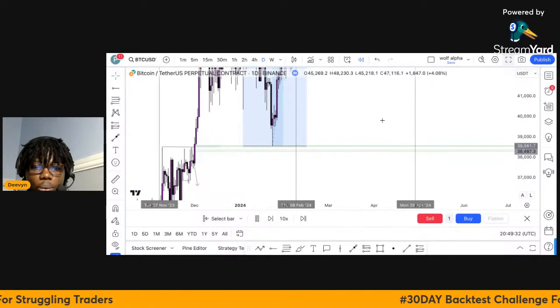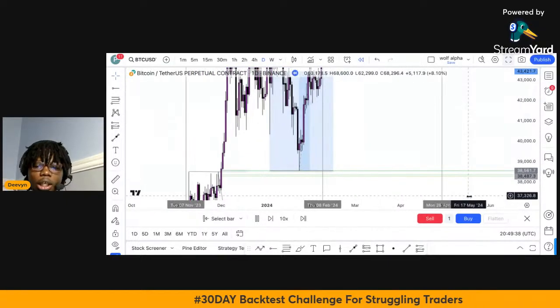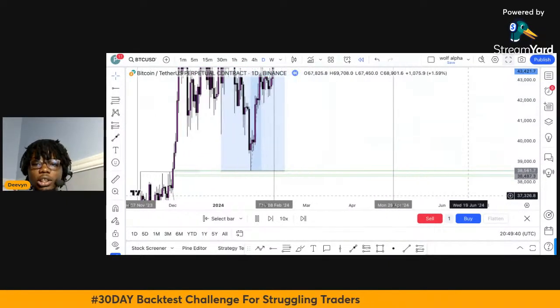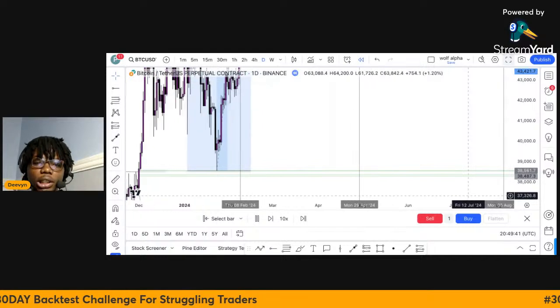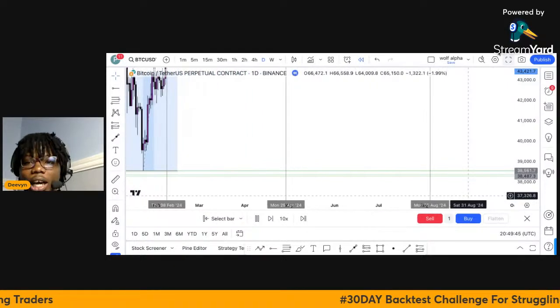So now we can see this, and really this is something that fascinates me because these are the types of trades I want to be taking. These are the types of trades I want to be adding to my arsenal.